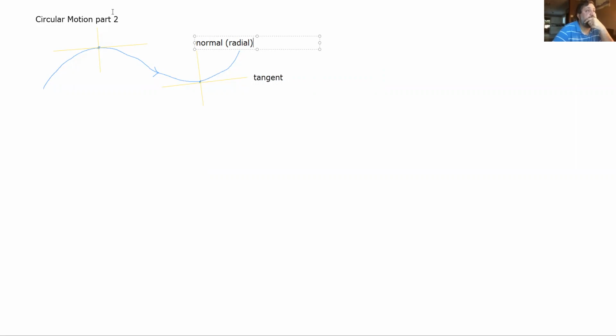Okay, so the thing is, the instantaneous velocity will always be parallel to the tangent line. So here will be your instantaneous velocity. Similarly, here along the tangent line. This is v, the instantaneous velocity.